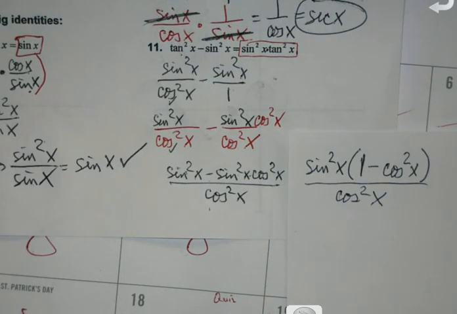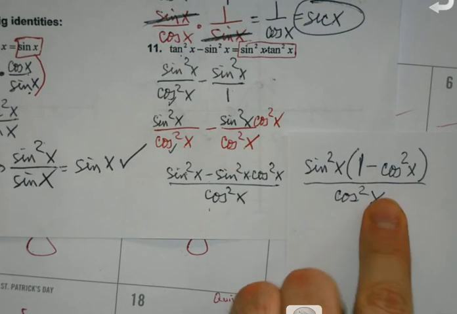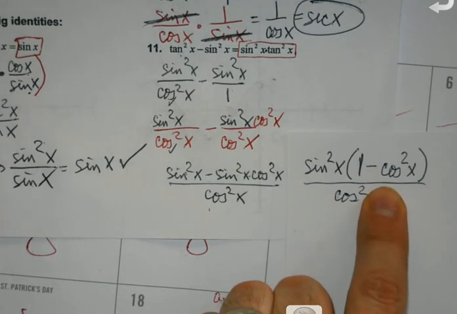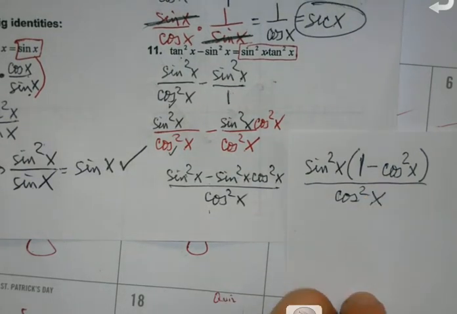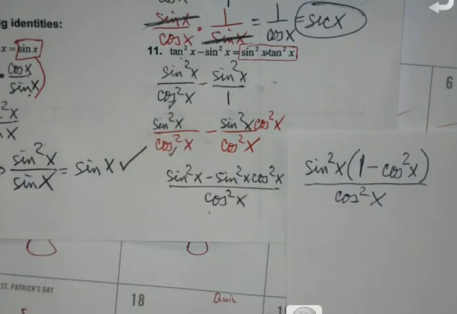So I start looking at this, and I'm like, okay, what else can I do? What else can I do? 1 minus cosine squared is just sine squared. Okay, now here's my question with that. If I turn that back into sine squared x, am I going to end up back where I started here?